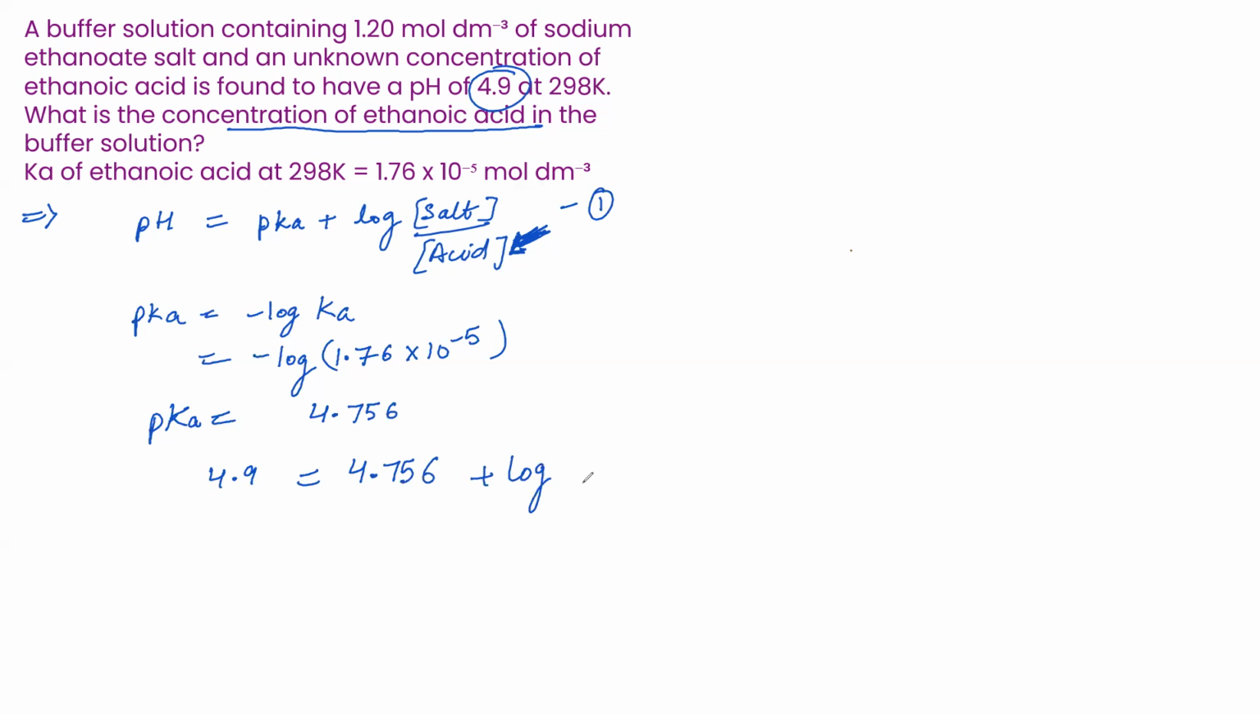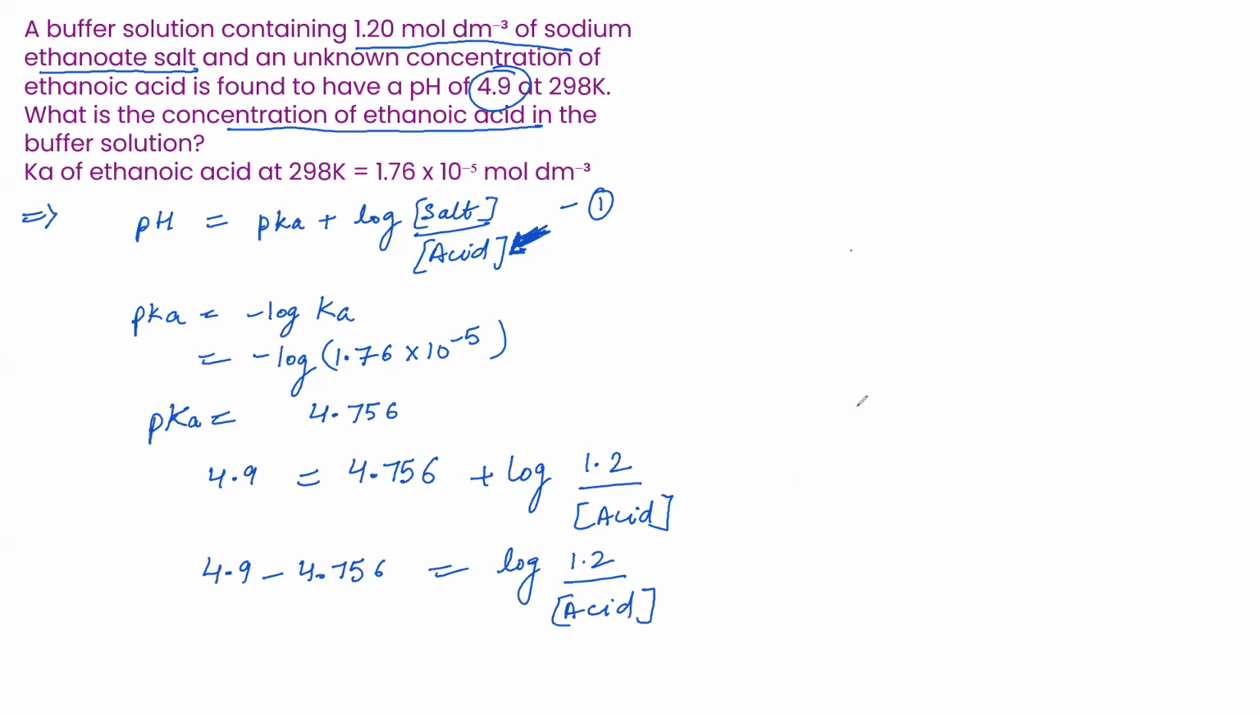What is the concentration of salt we have? This much of the sodium ethanoate salt. So this is 1.2 divided by the concentration of acid. Okay, subtract it. 4.9 minus 4.756 equals log of 1.2 over acid concentration. After subtracting, you will get 0.144 equals log of 1.2 divided by acid concentration.